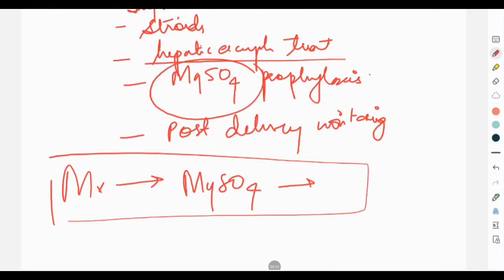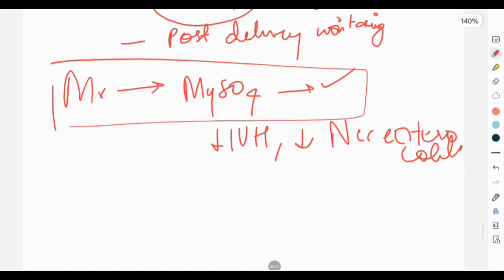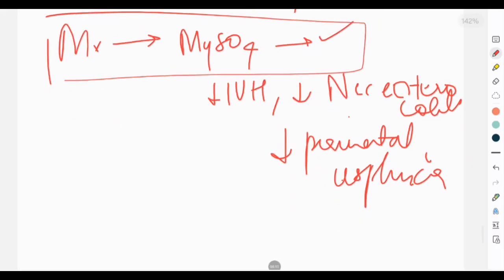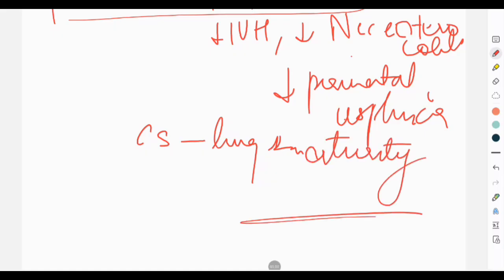So next we talk about the management of preeclampsia. We usually give MgSO4. It decreases intraventricular hemorrhages. It also decreases necrotizing enterocolitis, and it also decreases perinatal asphyxia. Corticosteroids can also be given. They are given for lung maturity. And usually the management is lower segment cesarean section.